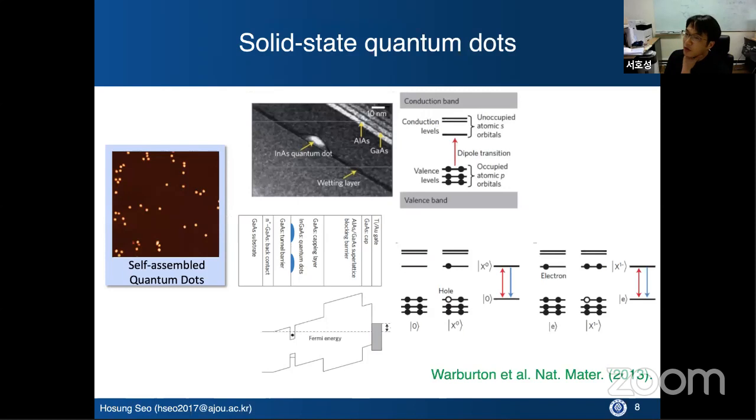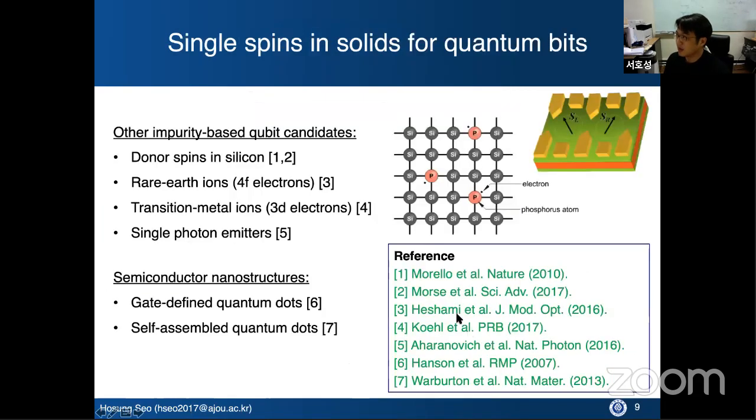Okay, so there are other solid state quantum systems you can use as a qubit. The other popular platform is the so-called quantum dot, a self-assembled quantum dot. This is basically a semiconductor nanostructure, but I think I'm spending more time than I expected, so I can skip this part. Let me go to the summary slide of this part.